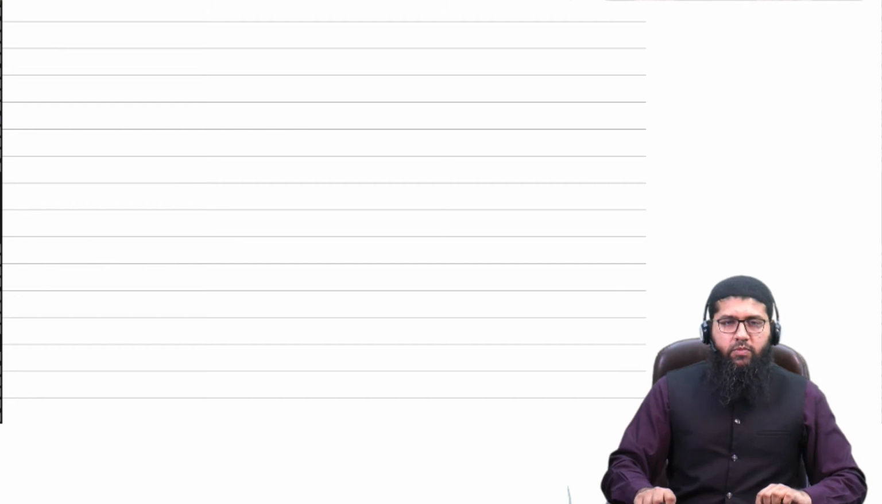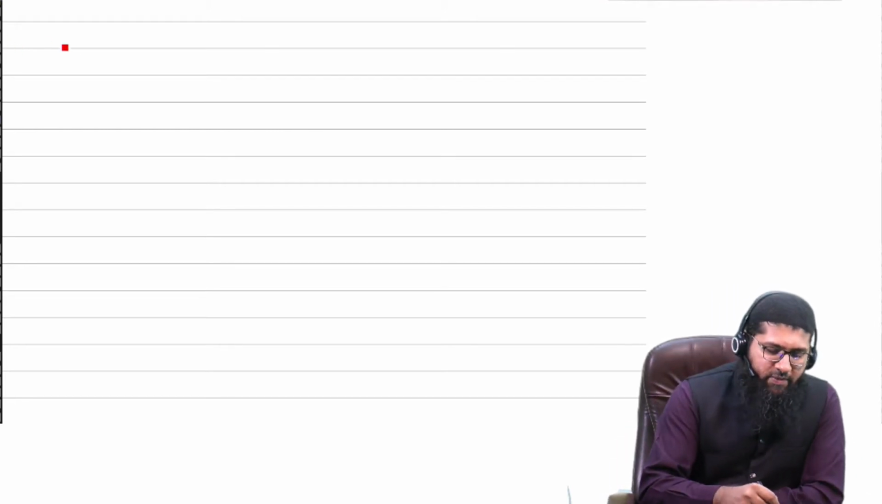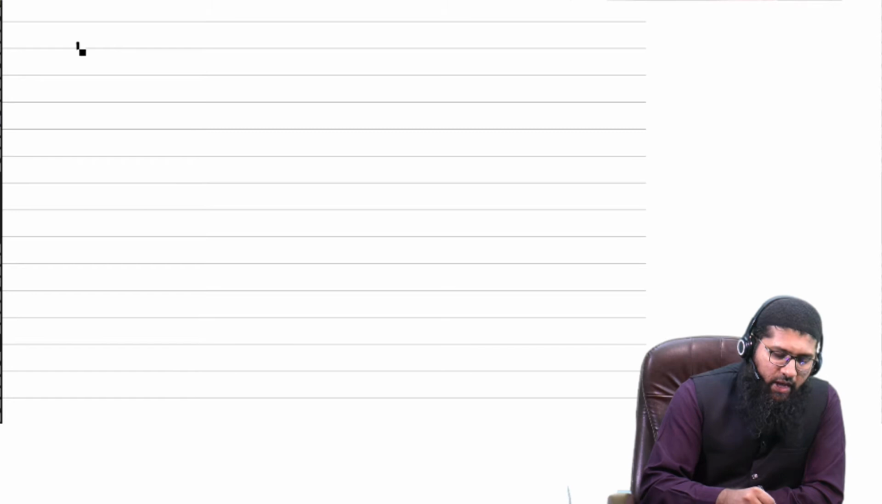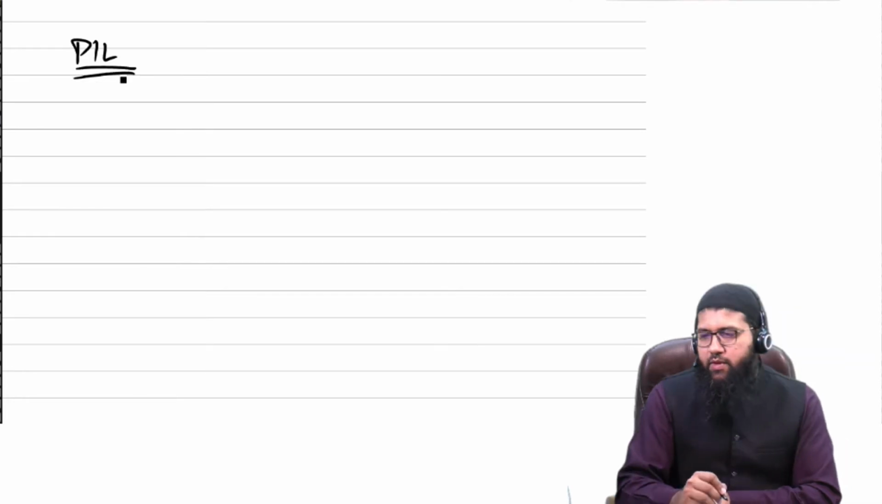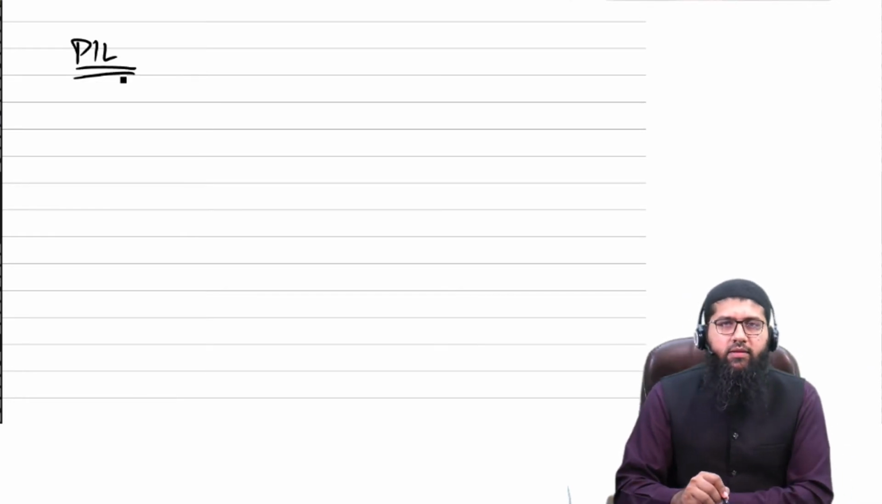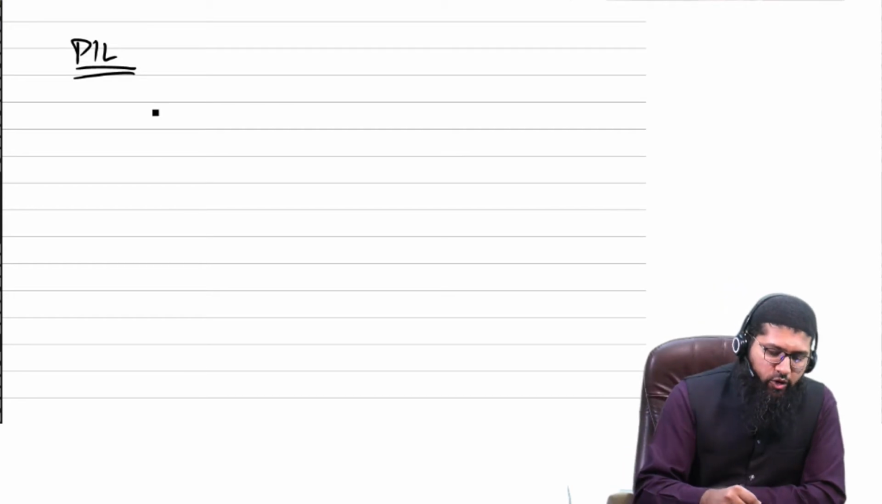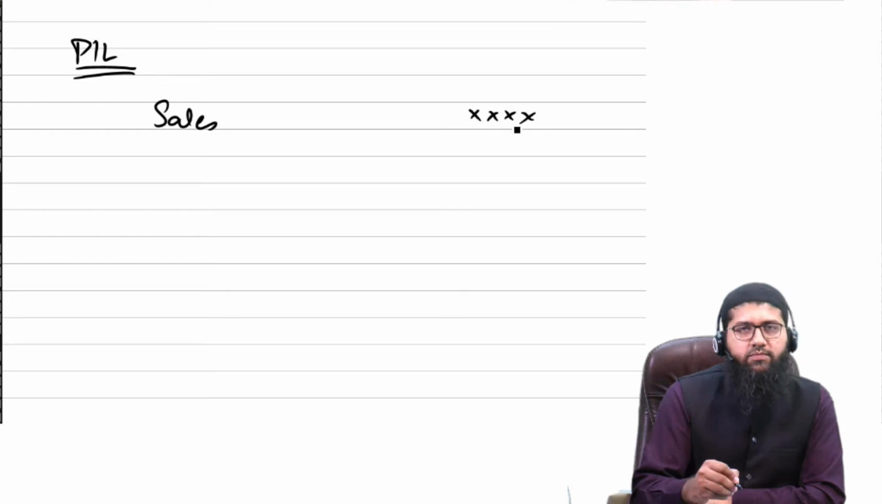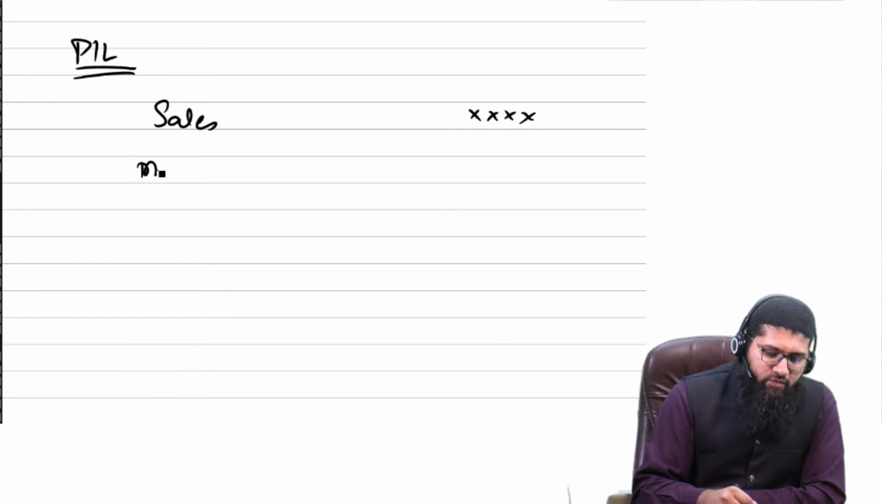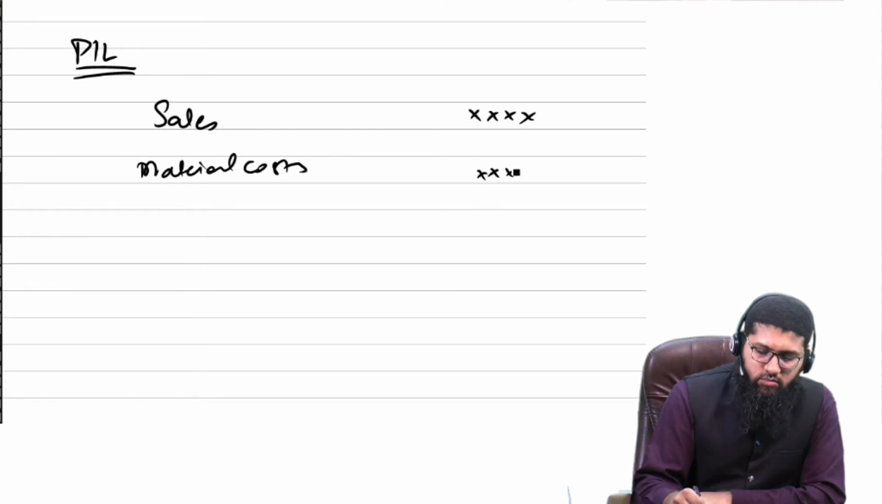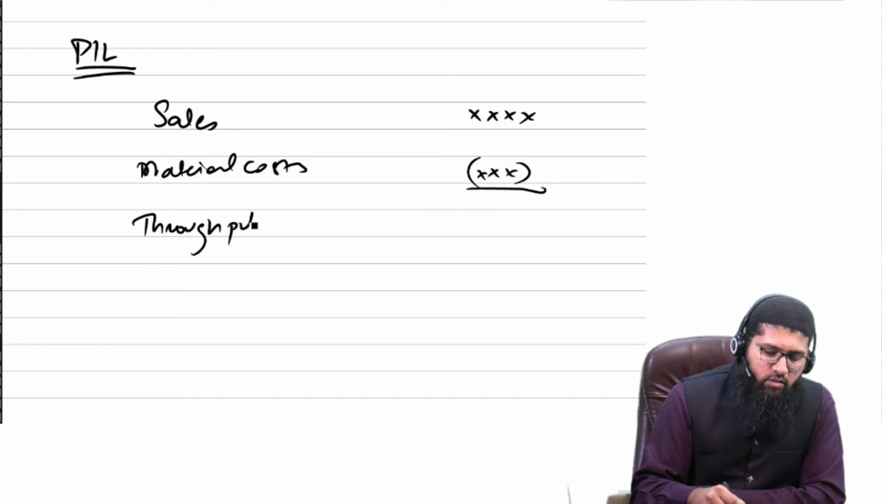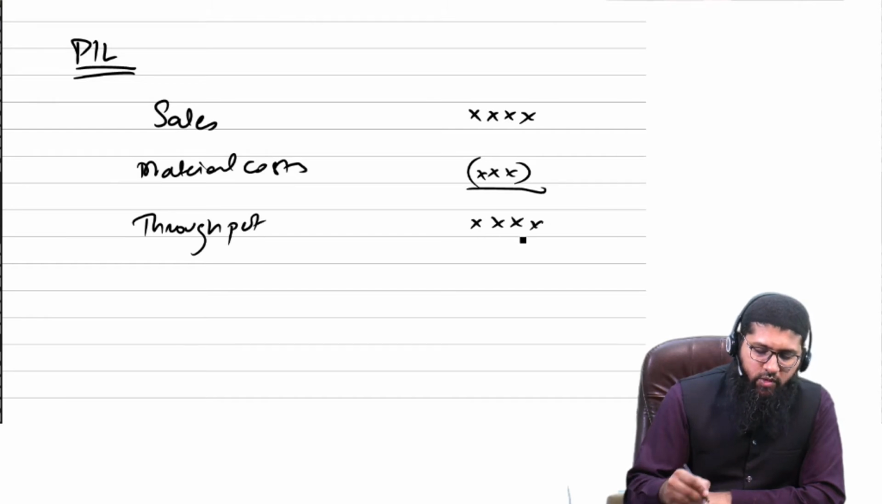So what happens is that if you try to create a profit and loss account for an entity according to throughput accounting, how is that profit and loss account going to be? It is going to be like this. You would have sales, you would have the material cost, and resultingly, you are going to end up getting the throughput.